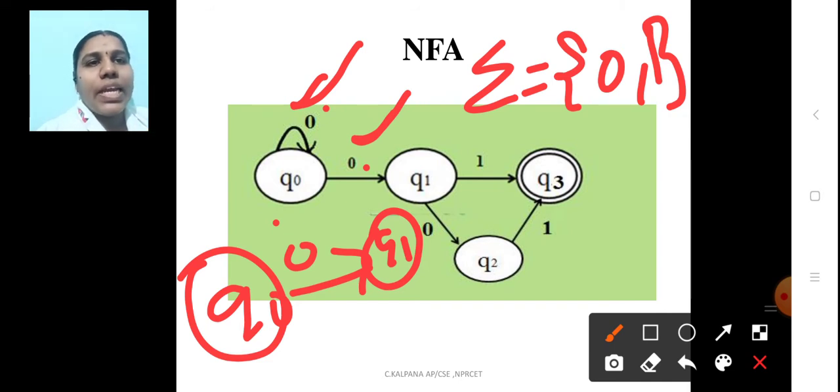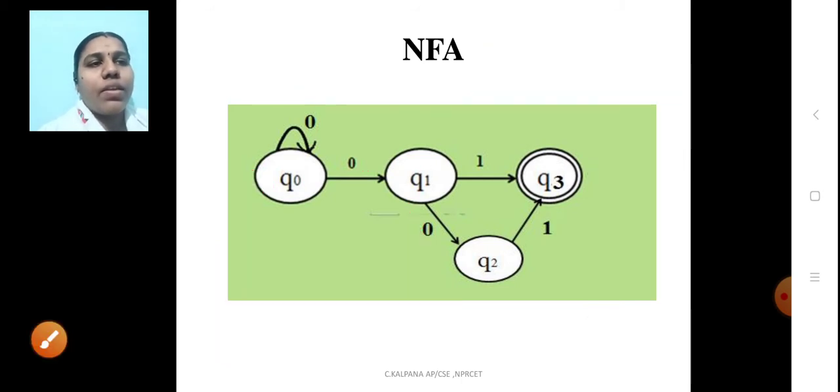Each automaton has a start state and final state. Here the start state is Q0 and the final state is Q3. So this is the basic difference between DFA and NFA.